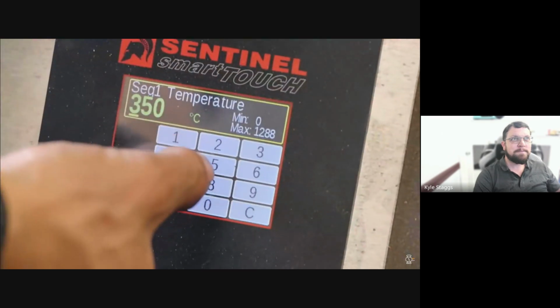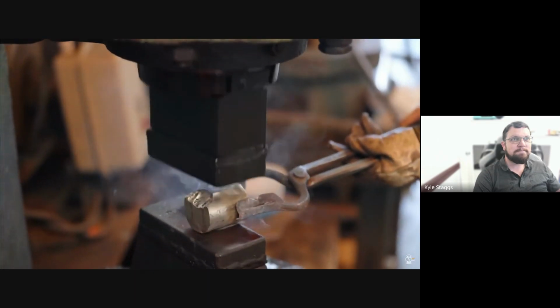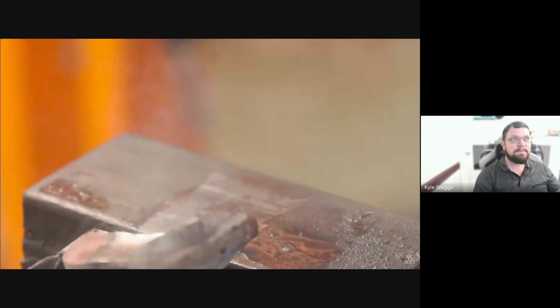Let's bump that temperature. Let's get it to 400. She's hot. Let's try the power hammer. Oh, it's better. That's better than it's been. It forged! I would call that forging.